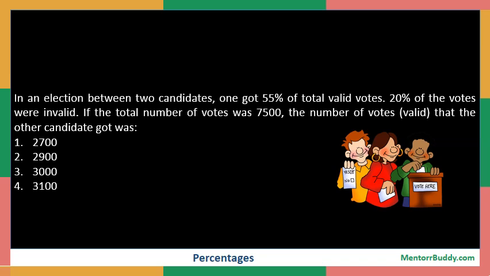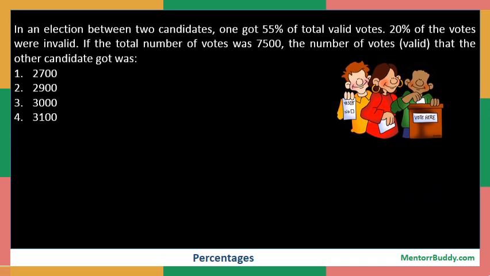So let us see how can we solve such a question. Since it is given that the total number of votes was 7,500, but it is also given that 20% of them were invalid. So if I take out the 20% invalid votes, we are left with 80% valid votes.